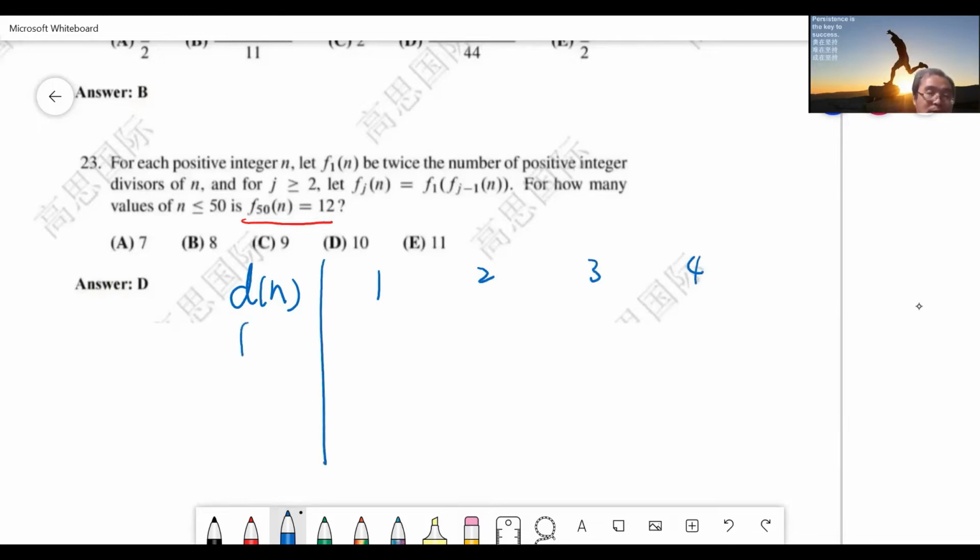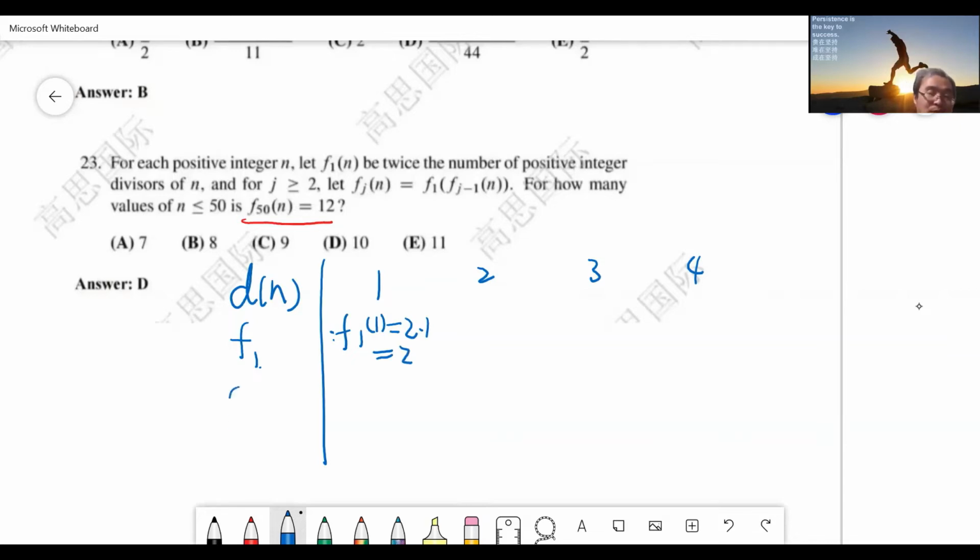So then we can do f1. The function f1 of 1: 1 has only 1 factor, right? Okay, so now you can see here, f1 of 1 is just equal to 2 times 1, so you get 2.